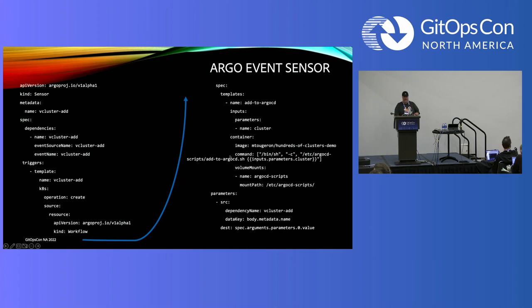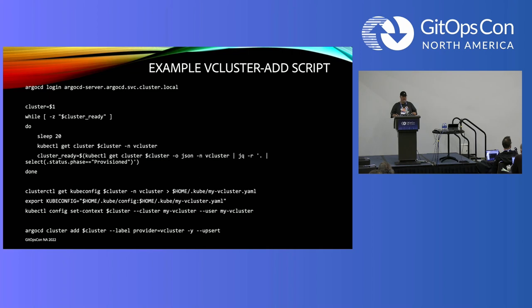This container image here, there's no magic in it. All that it has is kubectl, clusterctl, and the Argo CLI. So nothing special inside of that. The script itself is simple from the perspective of it doesn't do very much. It does an Argo CD login, it loops, looking for the cluster to be in a provisioned state. Once it has it, clusterctl get the kubeconfig, set up the kubeconfig, set the right context, Argo CD cluster add, boom, the magic happens. And that's how it gets in there, bootstraps the cluster, applies things into it.